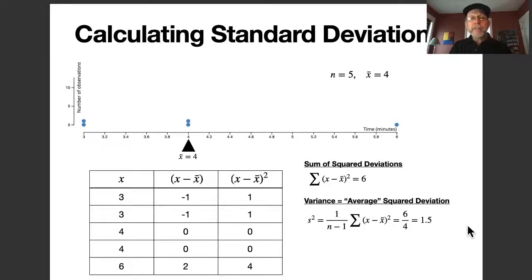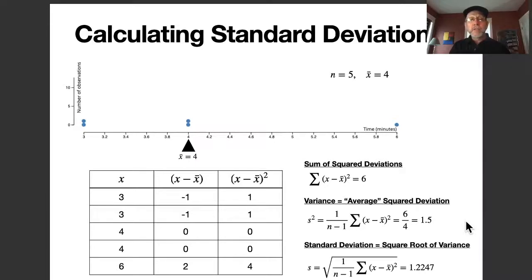So the variance of this data would be the sum of the squared deviations, which is 6, divided by one less than the sample size. So it would be 6 divided by 4, or 1.5. That's the variance. That is a measure of spread. But as I said, mostly we'll be looking at the standard deviation, which is the square root of the variance. So the standard deviation of this data set would be the square root of 1.5, which turns out to be 1.2247.